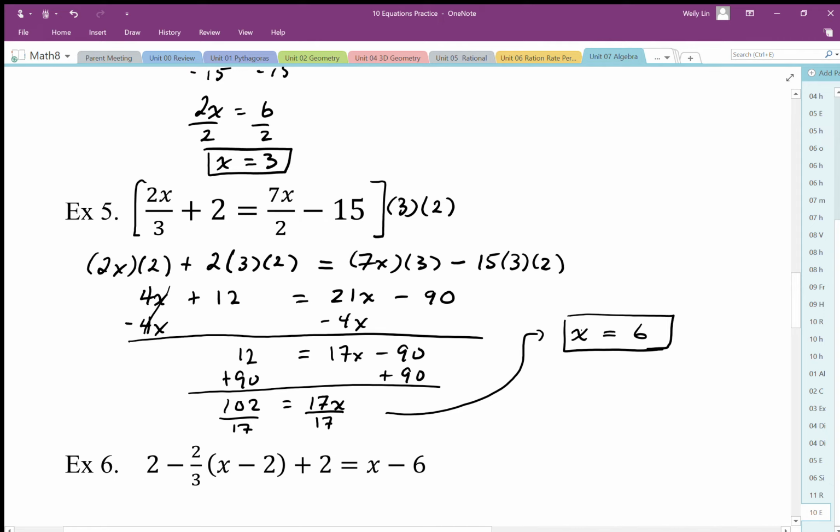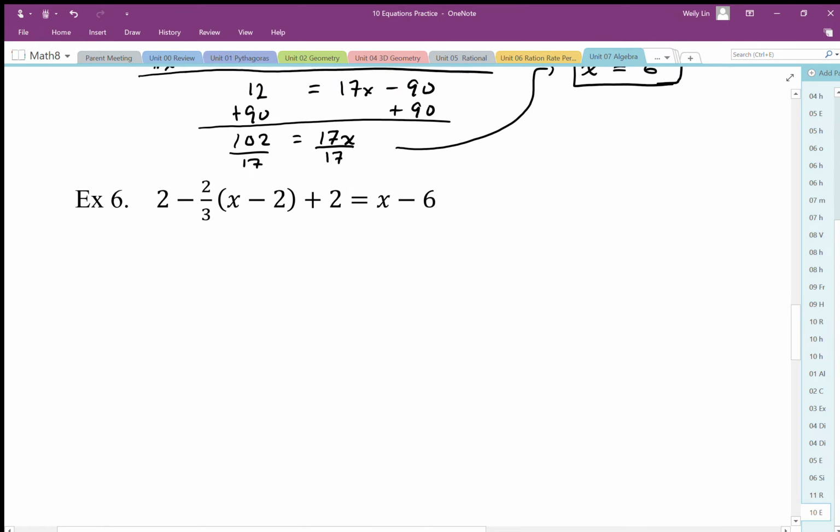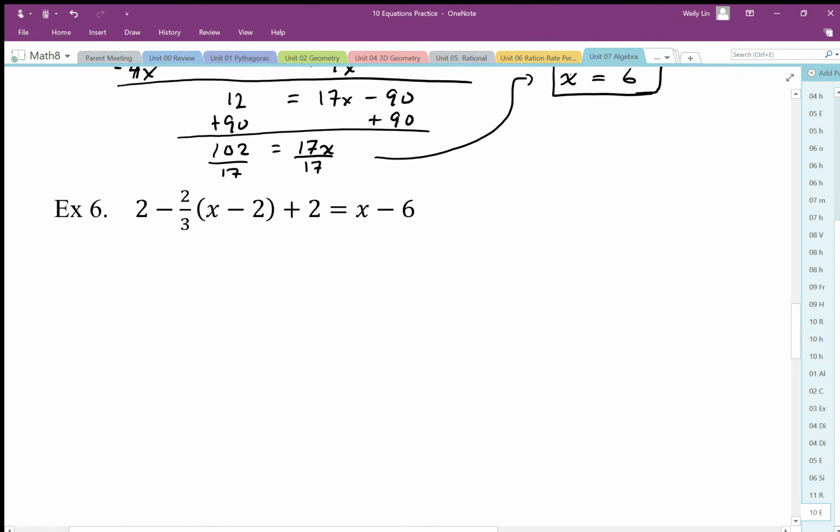Example 6, same thing. It's just really all the same stuff, except now we have to be more careful. So we have to make sure we're careful with our steps and with our signs, making sure that we're doing our work vertically.